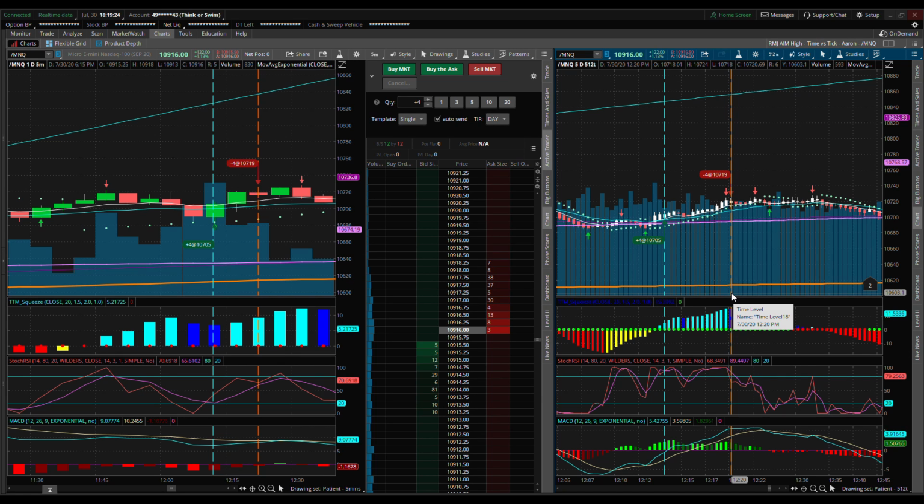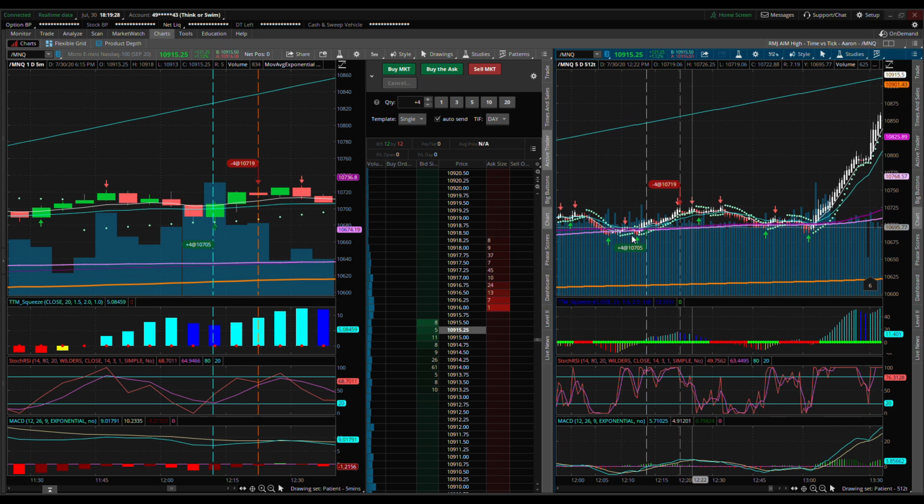That's a delta of 14 points. So yeah, that's my analysis of that trade. Hopefully you enjoy the live trading. Again, this is just for informational and I guess entertainment purposes only. Please don't use it as investment advice.